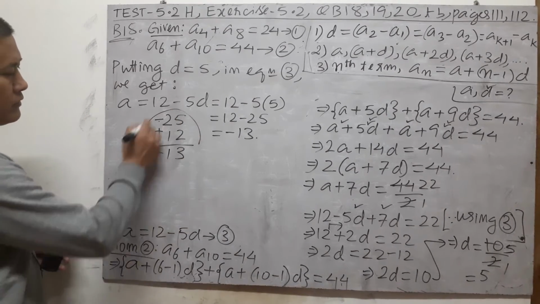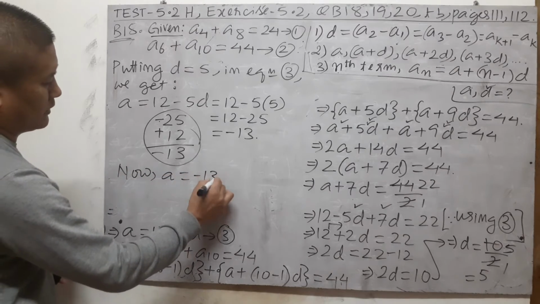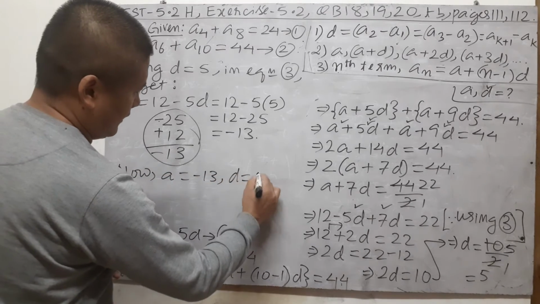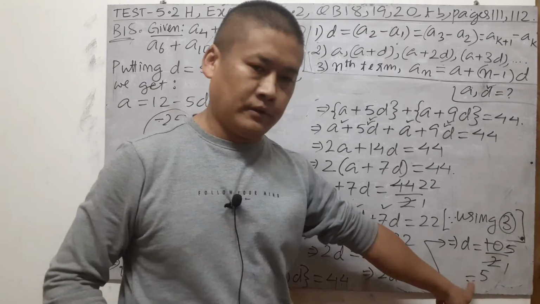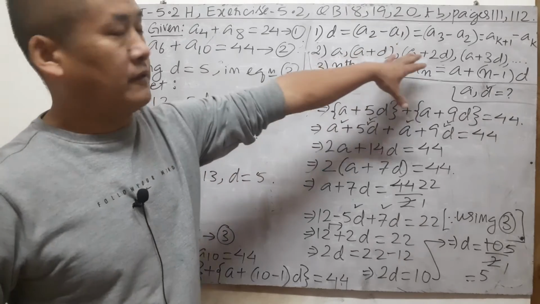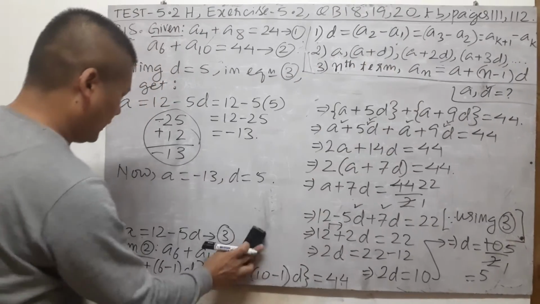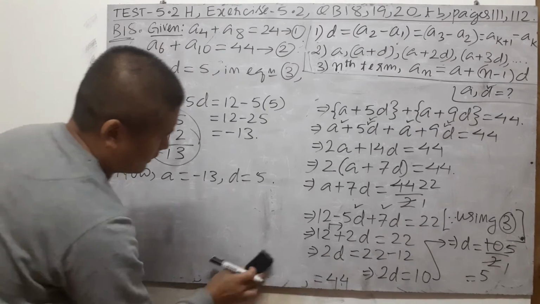So we can write these things on your graph. So now clearly we have a equal to minus 13 and d equal to plus 5, as you can see here. So all that we need is a and d to put in this formula to find the first 3 terms, a, a plus d, and a plus 2d.